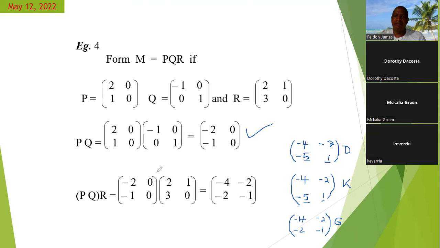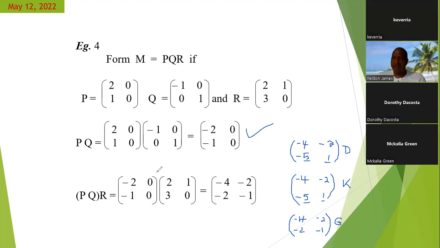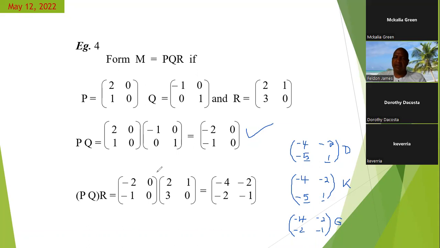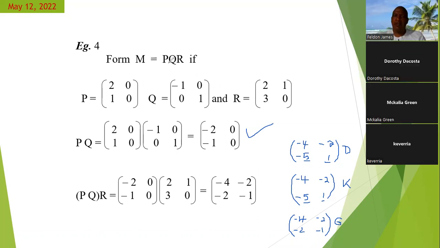Did everyone get this when you did PQ first? Raise your hand. Anybody? All right. You got PQ to be that, Miss Dorothy. Did you do PQ first? Because remember, now you're multiplying 2 at a time. You multiply these 2, you get one product. Then you take that product and multiply by R. All right, let me work out this one to verify this.